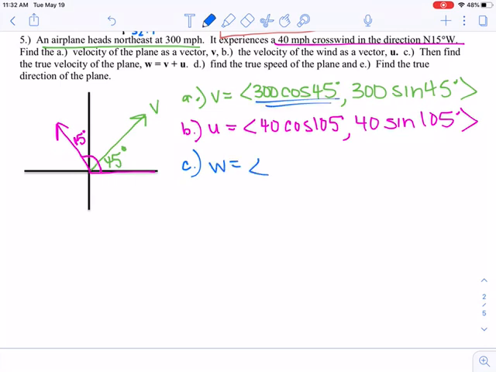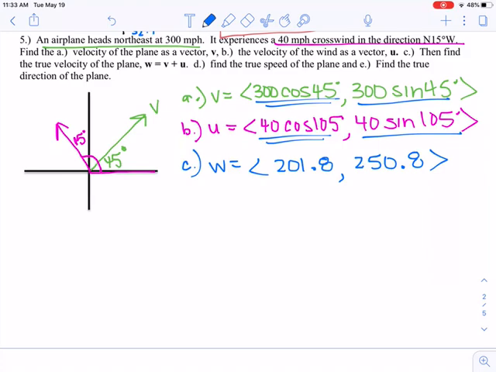So let's add our x components together. Take 300 times the cosine of 45 degrees, and we want to add that to 40 times the cosine of 105 degrees, and that gives us 201.779, so let's go ahead and call that 201.8. Then let's do the same thing. Let's add our y components together. 300 times the sine of 45 degrees plus 40 times the sine of 105 degrees. And that's going to give me 250.769, so 250.8.